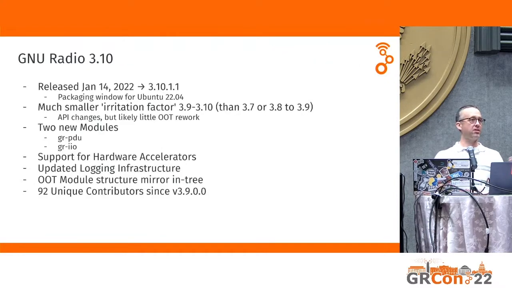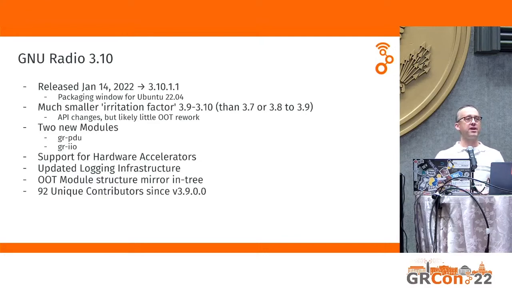So 3.10, already talked about a bit. It is a much smaller, what we call irritation factor. So 3.9 and 3.8 brought in some heavy changes to GNU Radio. We went from Python 2 to Python 3 in 3.8, and some other big CMake changes. And then from 3.8 to 3.9, we brought in PyBind11 instead of SWIG. So those changes, if you're an out-of-tree module maintainer, caused you to have to do a very non-trivial amount of work to get up to date.